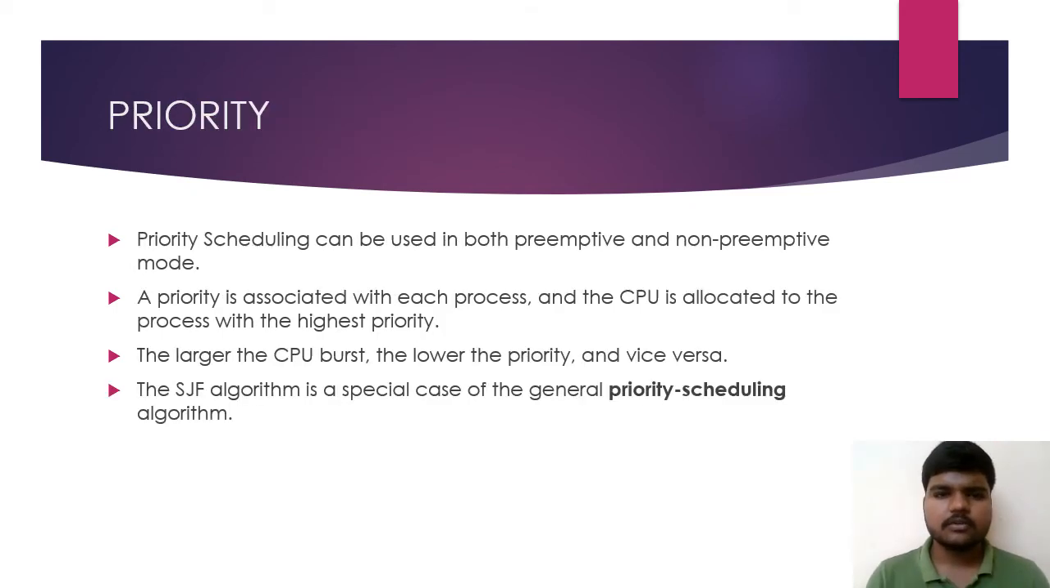Our next algorithm is priority scheduling. Priority scheduling can be used in both preemptive and non-preemptive mode. A priority is given to each process such that the CPU is allocated to the process having the highest priority. The priority can be based on the burst time: the smaller the burst time, the higher the priority, and vice versa. The previous algorithm, SJF, is a special case of general priority scheduling.